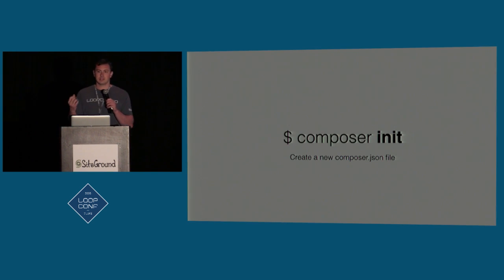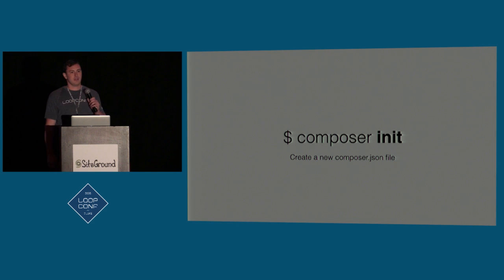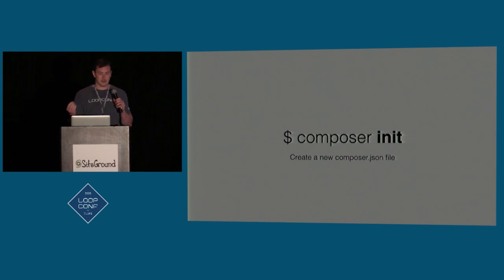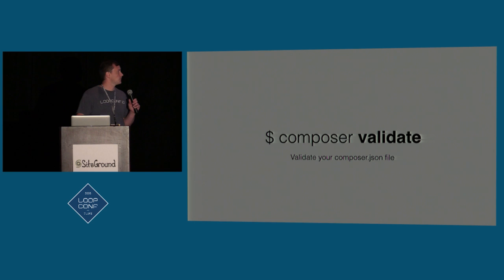If you have a new project and you want to actually use Composer, composer init will create something called a composer.json file, which is nothing more than a configuration file that declares what your dependencies are and what versions they should be in, and provides some other metadata information about your project.